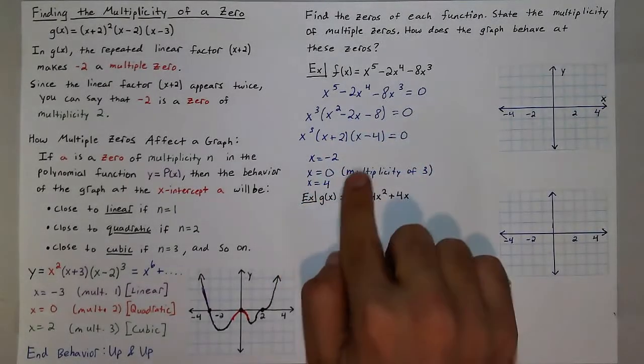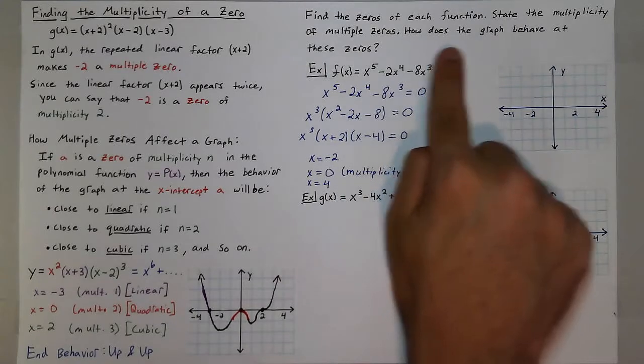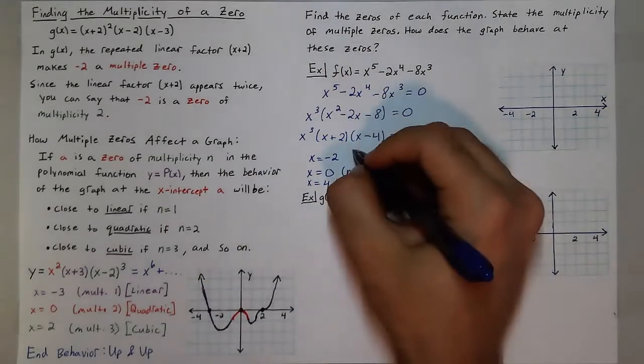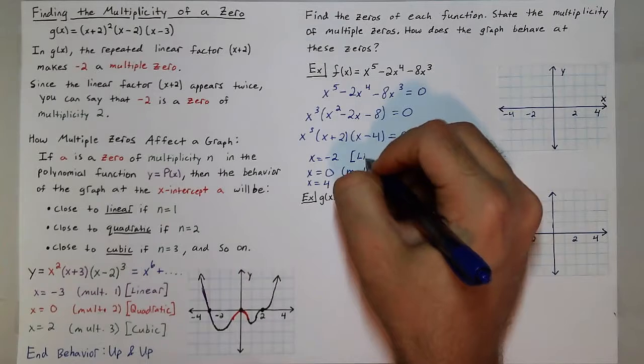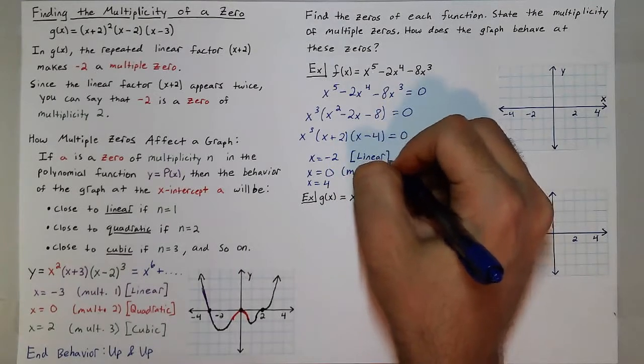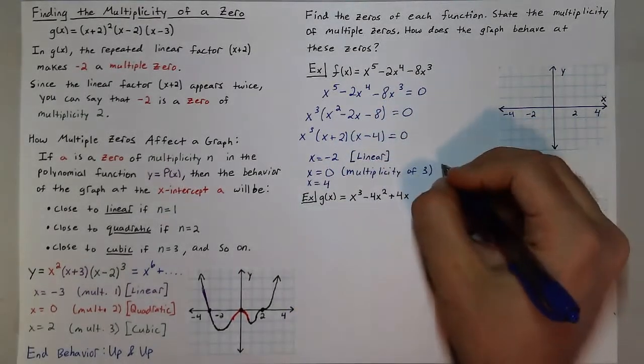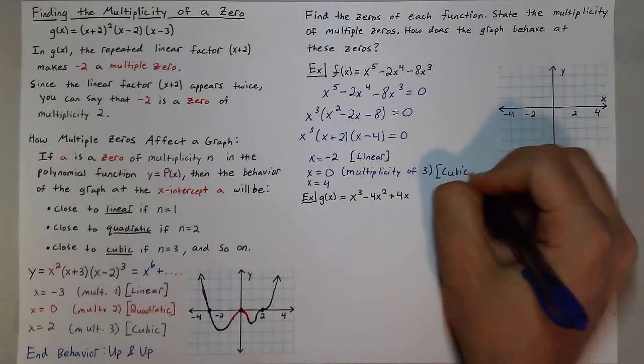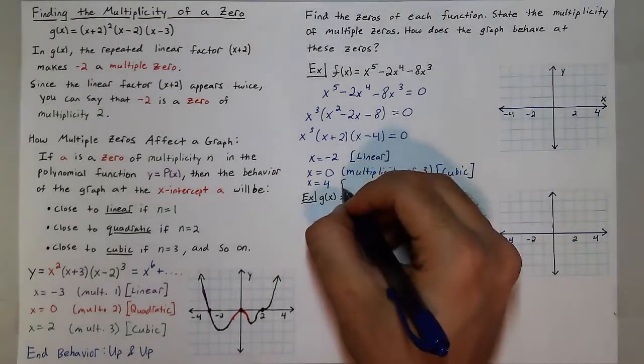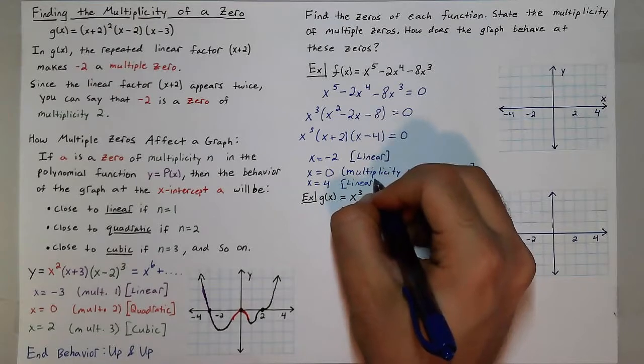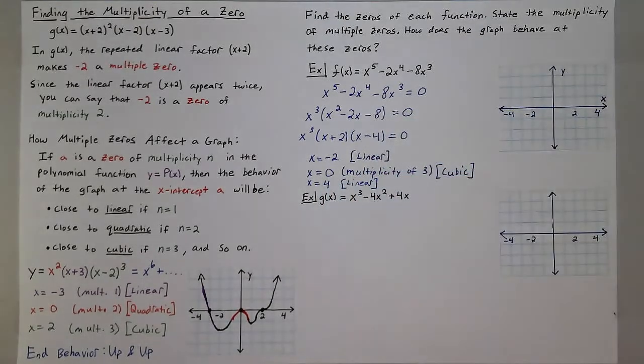So how does the graph behave at these zeros? For x equals negative 2, it'll be linear, because it's a multiplicity of 1. At x equals 0, it'll be like a cubic. At x equals 4, it'll be like a linear function. So let's see what that looks like if we were to sketch this.